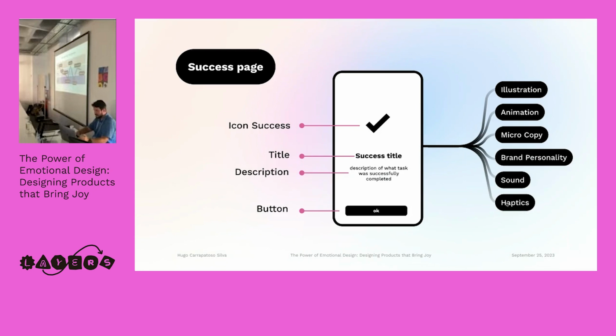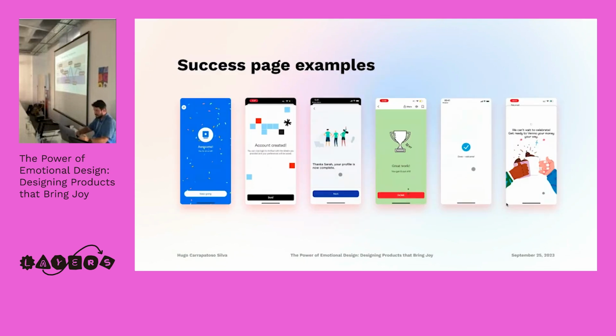Actually, you can use all these on one screen. Okay, probably it's going to be too much, of course, but you can do it. So you can start adding these details that all make the difference. And this is an example of 6 different success pages, and you can see different colors, animations, illustrations. Even the microcopy is going to be different. The placement of the elements, of course, too, but with the same structure, you can do different variations.